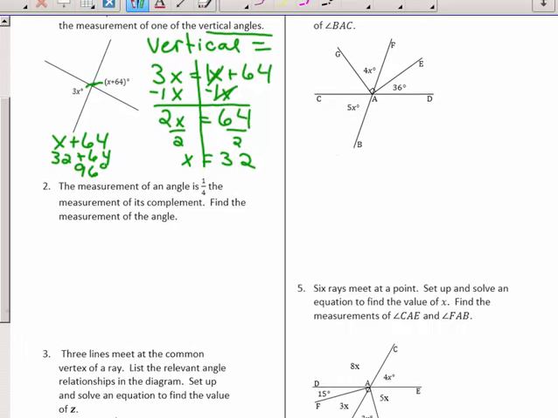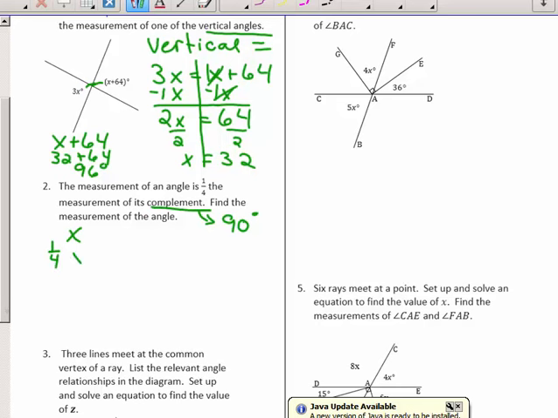The measurement of an angle is 1/4 the measurement of its complement, right? So complement means 90 degrees. So we have one angle is x, the other one is 1/4 x, right? We always have to start with one of them being x. Well, now what's my relationship? These two together, x plus 1/4 x, has to give me 90 degrees.